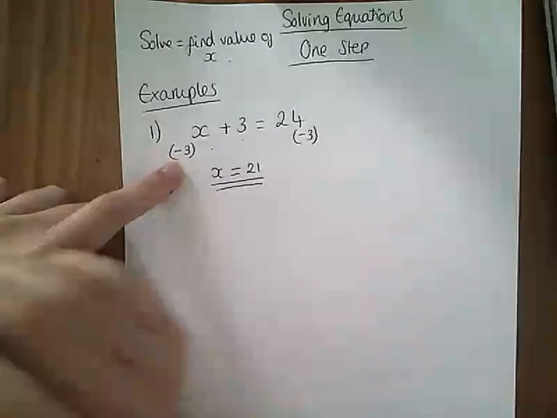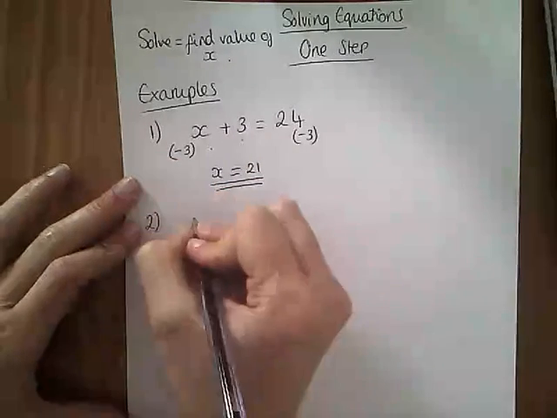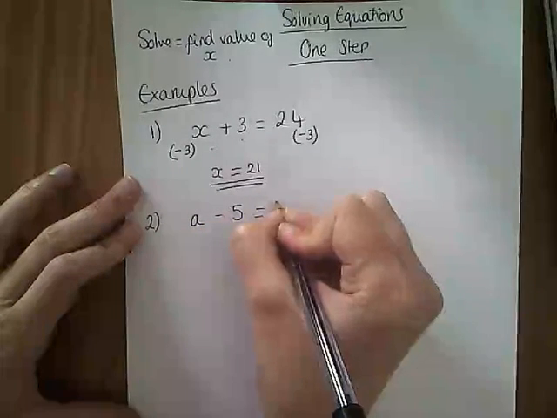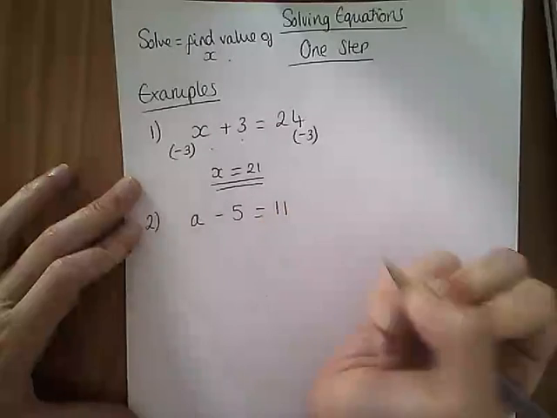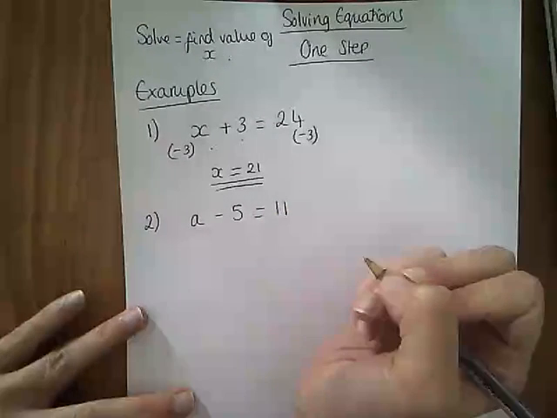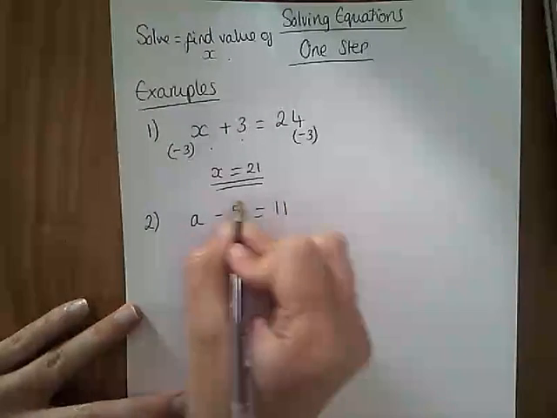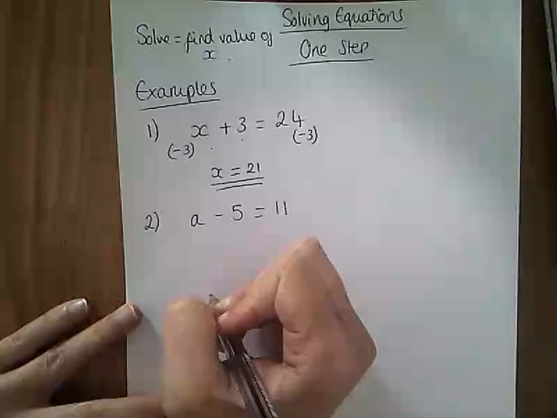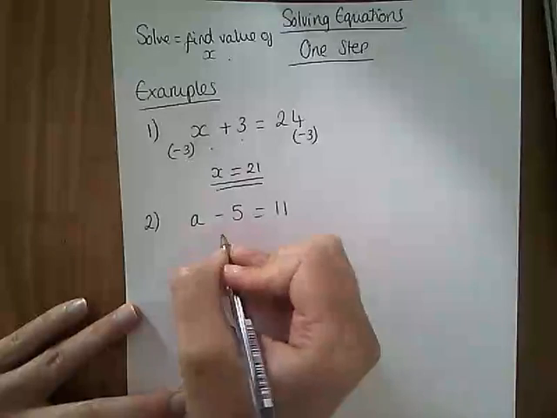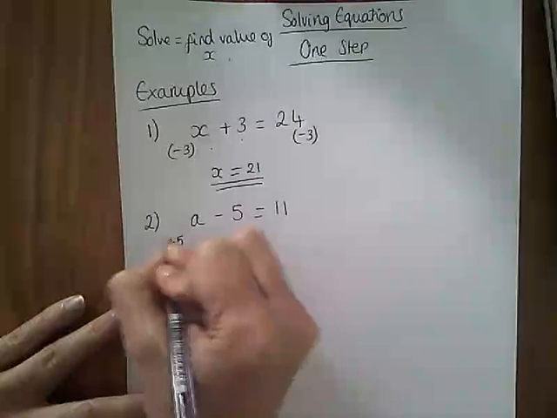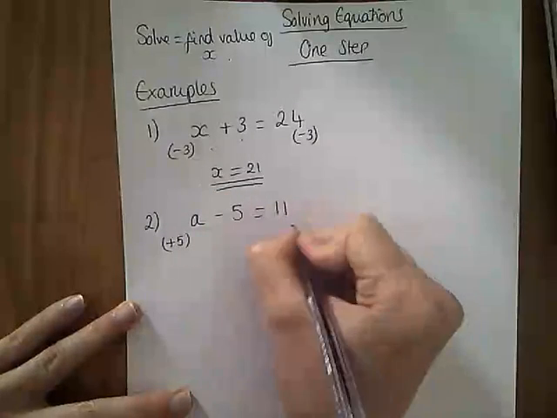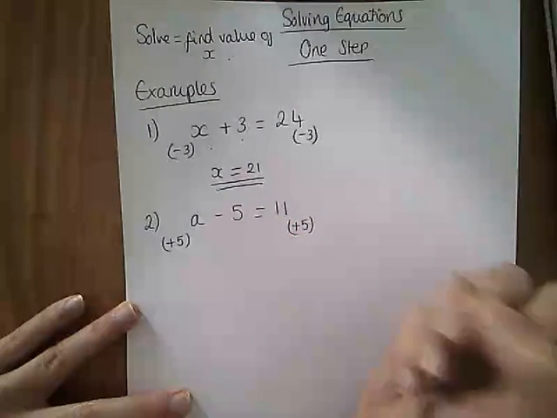Right, number 2. Very similar. Let's have a minus 5 equals 11. So what is happening to a? a is having 5 taken away from it, so I've got to do the opposite of taking away 5. The opposite of taking away 5 is to add 5. That will get rid of that. And then I've just got to do the same to the other side to balance the equation.